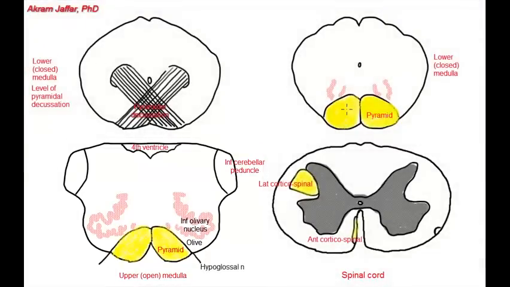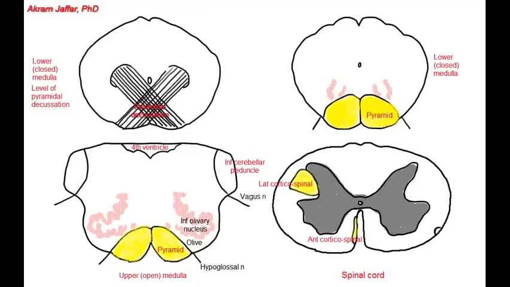Posterior to the olives are the inferior cerebellar peduncles, and in the groove between the olive and the inferior cerebellar peduncle emerge the roots of the glossopharyngeal, vagus, and the cranial roots of the accessory nerves. So here we can see the vagus nerve.